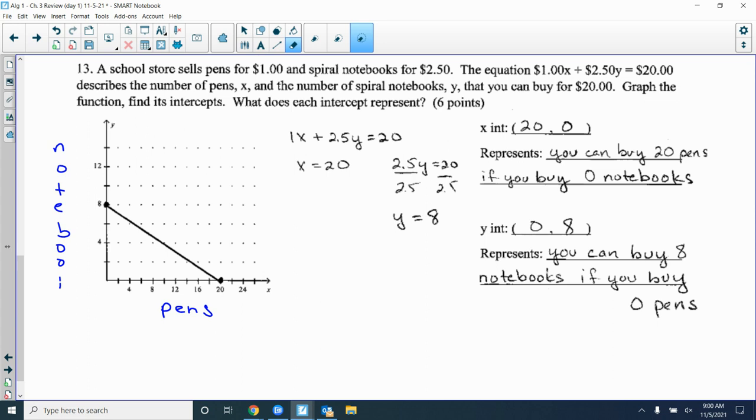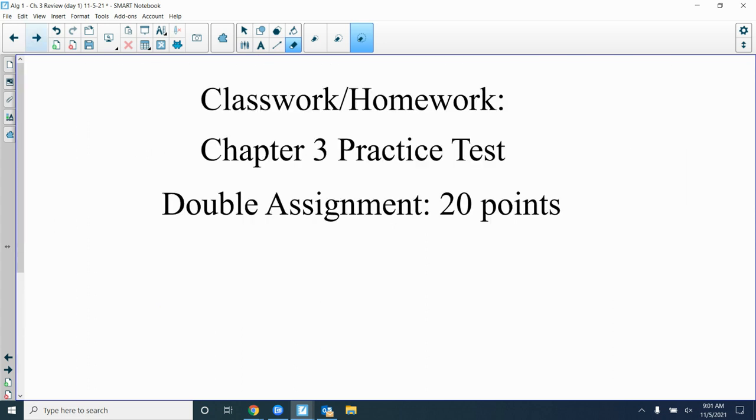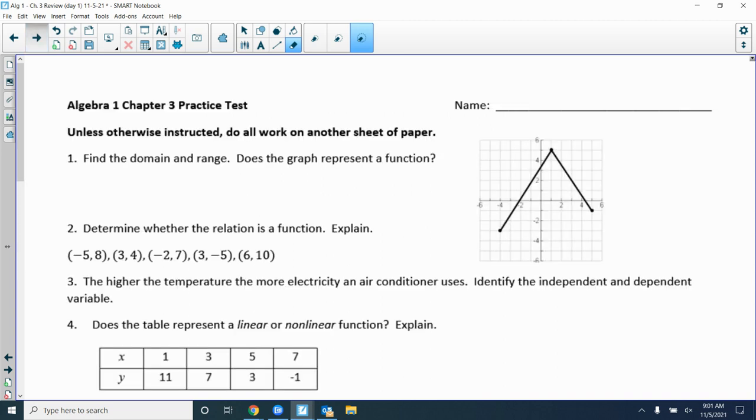Okay. Whoa, whoa, whoa. All right, on this practice test, this incorporates double assignment, 20. Okay, you got over 15 minutes. So you're working till the end of the period. We're not closing up shop at 9:07 and chilling out. We're gonna work till the end.